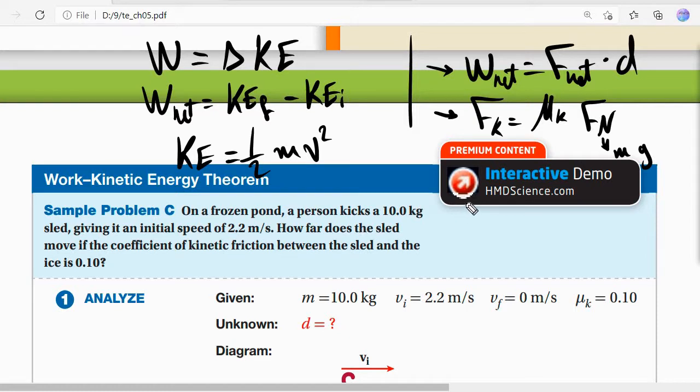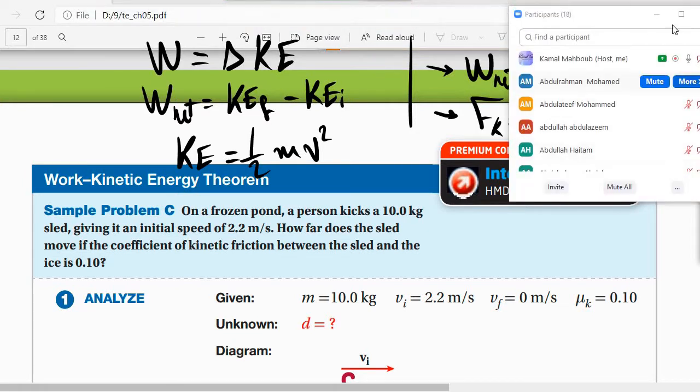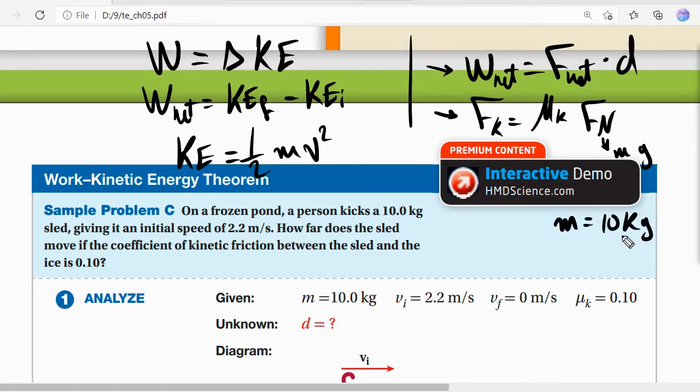Okay, now let's continue to explain this problem. I want someone to read this problem, please. Yes, Abdurrahman, go ahead. On a frozen pond, a person kicks a 10 kilogram. Okay, stop, please. Now let's write the givens. Here he gives you the mass. The mass here is 10 kilogram.